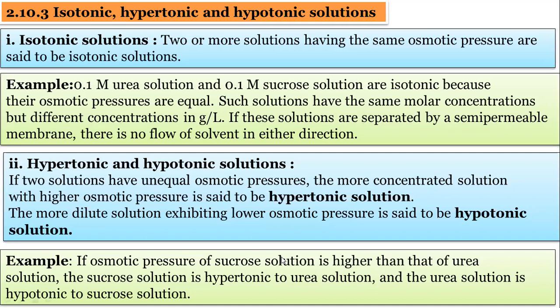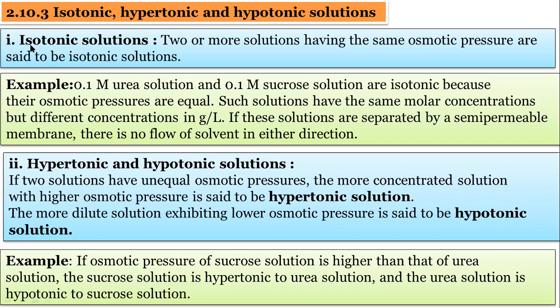Now, depending upon the osmotic pressure, there are three types of solutions. Depending upon the solubility of the solute, in the introduction part we already saw what is meant by saturated solution, unsaturated solution, and supersaturated solution. These three types of solutions depend upon the amount of solute dissolved in the solvent. But there are again three types of solutions: isotonic solution, hypertonic solution, and hypotonic solution. These types of solutions depend upon the osmotic pressure.